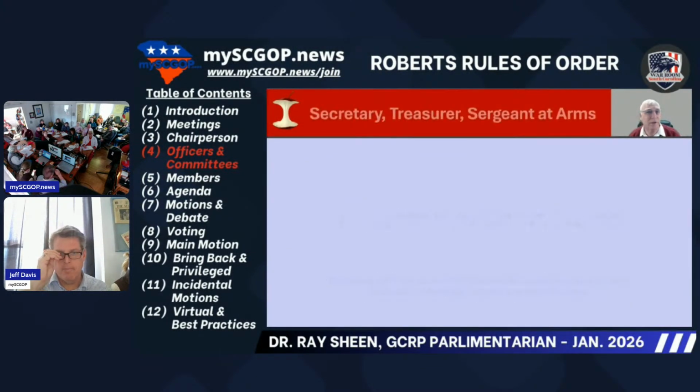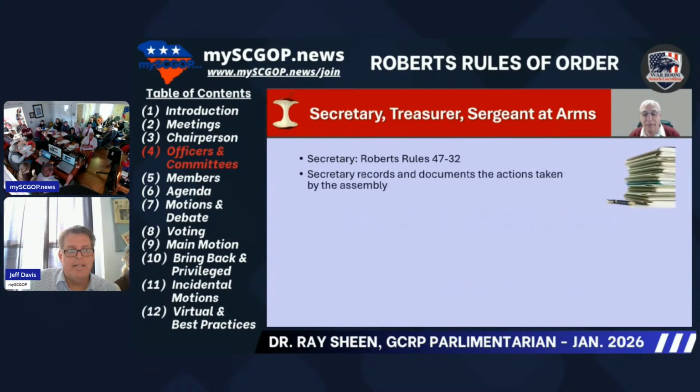The first role to discuss is the role of secretary. The duties are outlined in Robert's Rule 47-32. The secretary records and documents the actions taken by the assembly. Note that the meeting's recording secretary does not need to be the organization's corresponding secretary. For instance, at a convention, the convention's recording secretary is the person who takes the minutes of the convention, but that doesn't mean that they have to be the secretary for everything else in the organization.